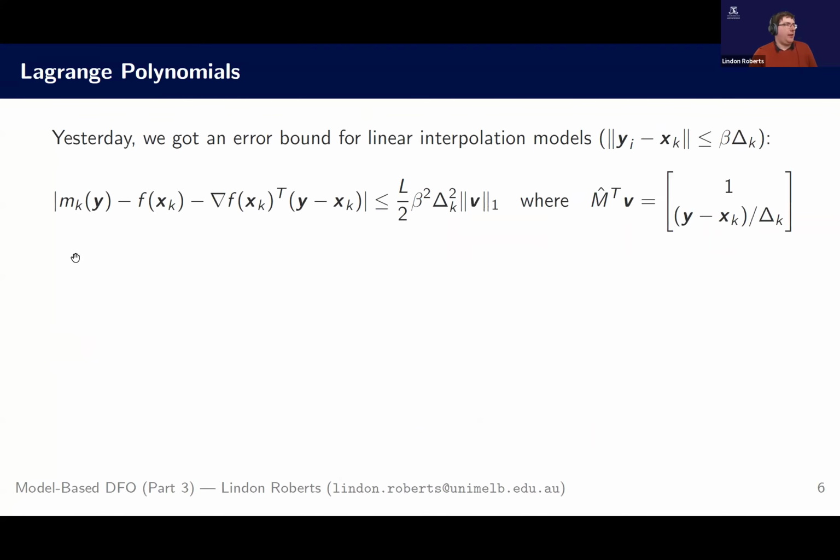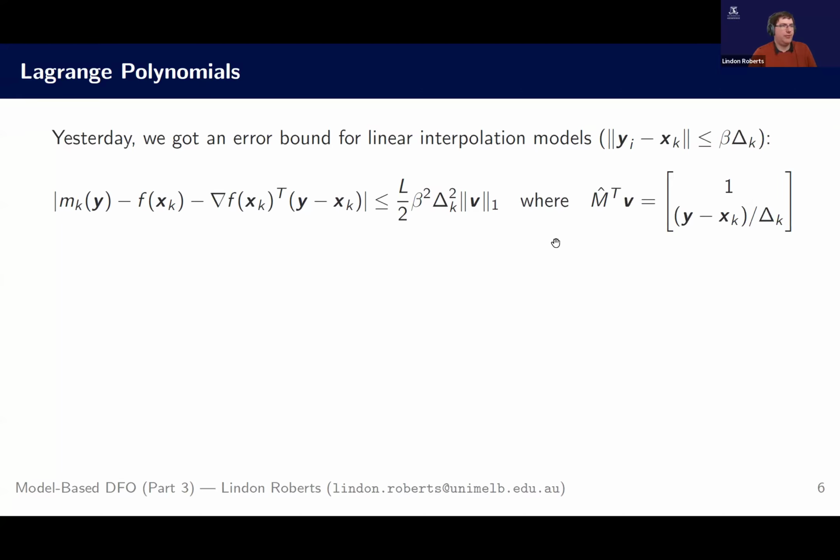And this is going to come in handy because some of you might remember that yesterday, when I was calculating the error bounds for linear interpolation, I was comparing my linear interpolation model to a linear Taylor series for my function evaluated at some point y in our trust region. And we got a bound that depended on the L1 norm of some vector v. There's the delta squared for our fully linear. But there was the L1 norm of a vector v, and v was designed to solve this linear system.